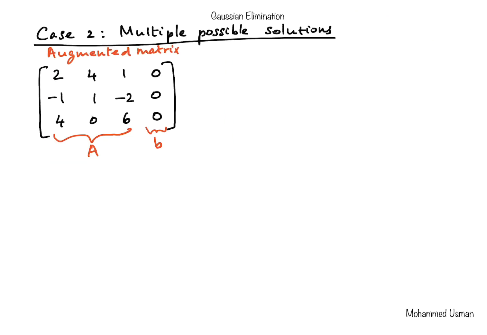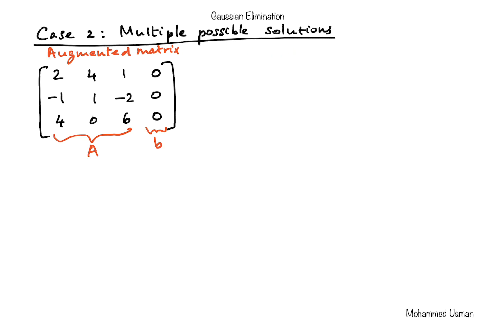We will now apply Gaussian elimination to a system of equations which represents a situation where the system has multiple possible solutions. And once we solve it, you will see at the end of the Gaussian elimination process what form this matrix takes. That will give us some indication that this particular system has multiple possible solutions.